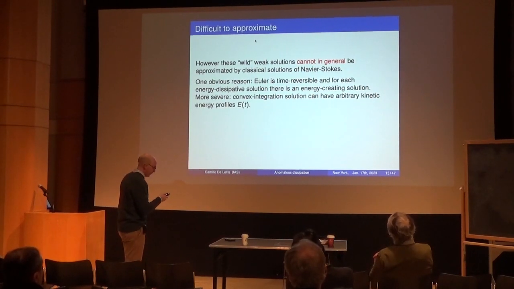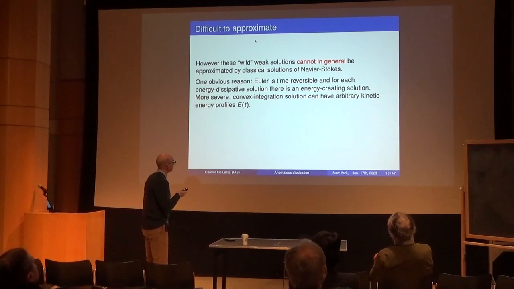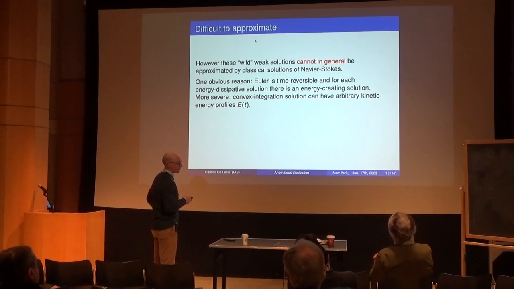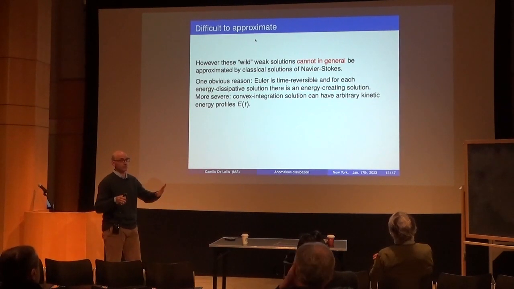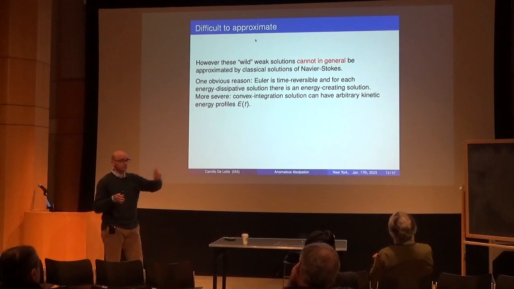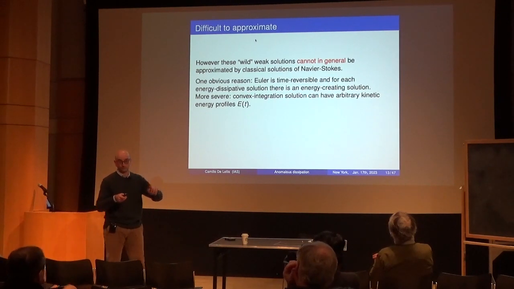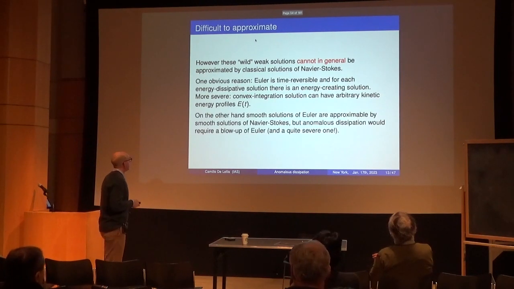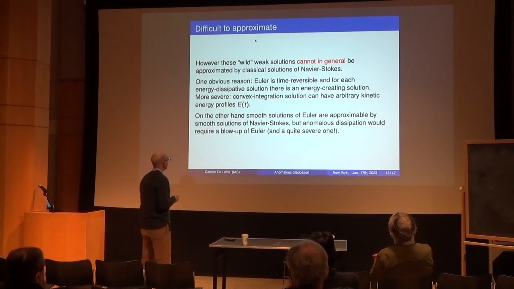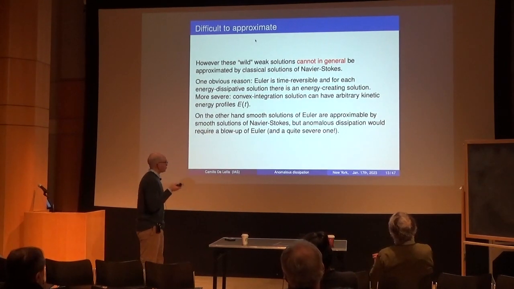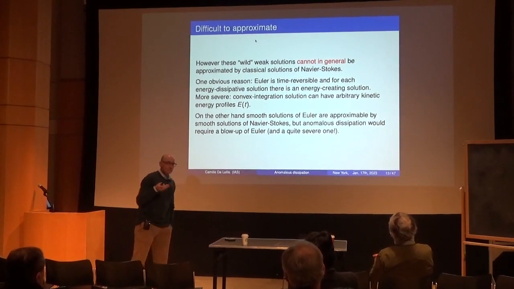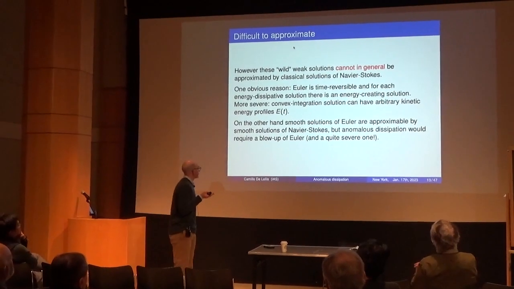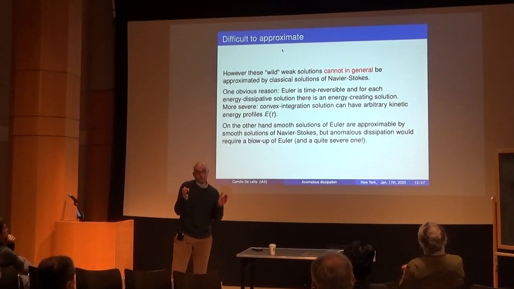There are even more severe problems. In these convex integration constructions, we can actually prescribe kinetic energy which is going up and down. At that point, these solutions cannot be approximated by solutions of Navier-Stokes, irrespective of which direction of time you choose. On the other hand, smooth solutions of Euler are approximable by smooth solutions of Navier-Stokes. But in that case, anomalous dissipation would require a blow-up of Euler.